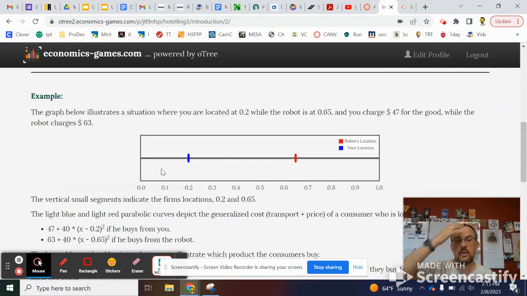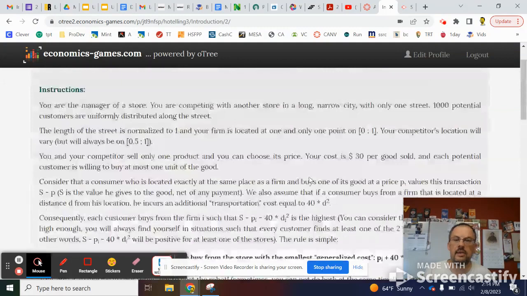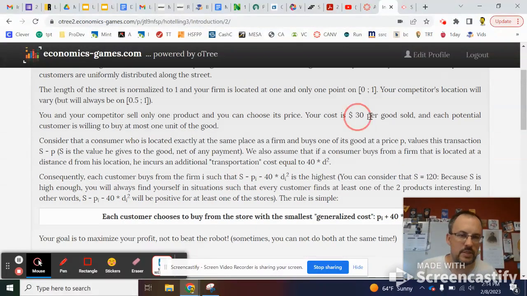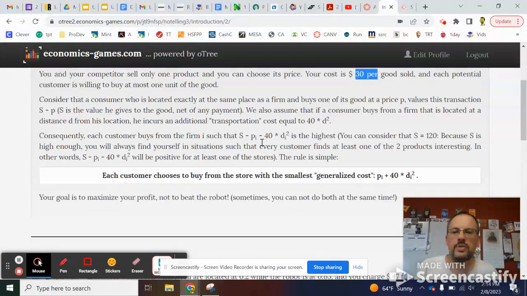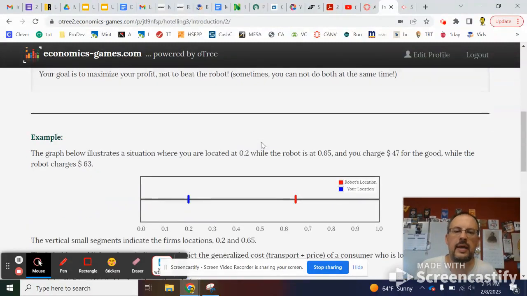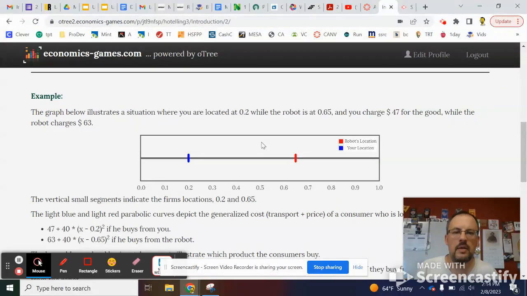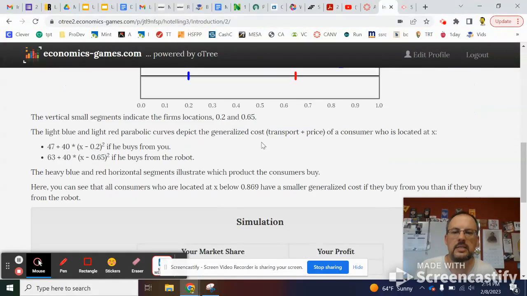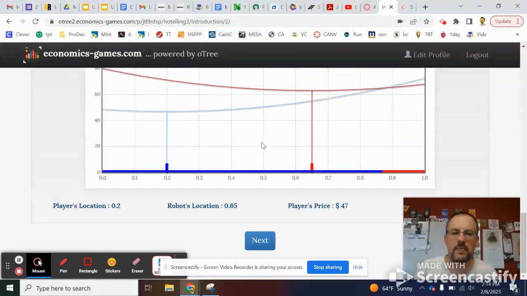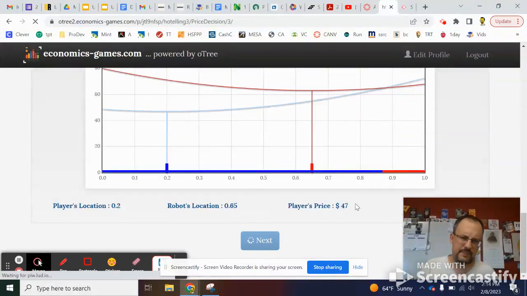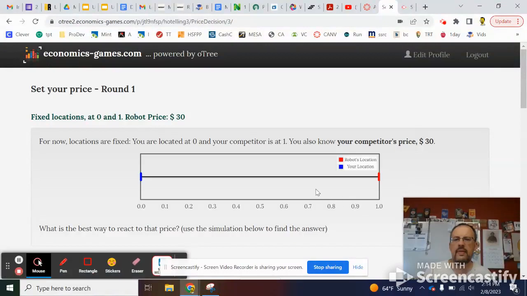Okay, so now this is the street right here, and I'm blue and my competitor is red. If you read the instructions, they're long, but basically you have a long narrow street, 1,000 potential customers. Your cost of production is $30 per good, so you have to charge more than 30. And you're basically trying to get as many customers as you can to maximize your total sales and make as much money as possible. So I'm going to click next. And then what you do is you just answer the questions based on this.